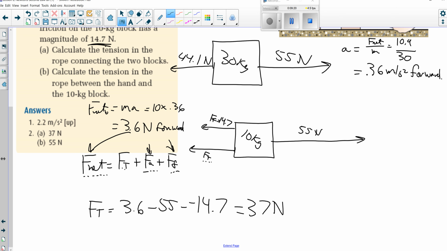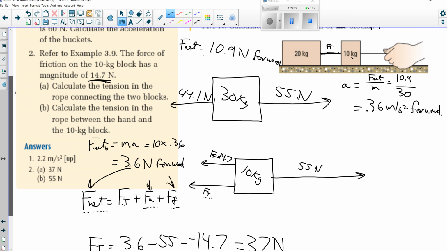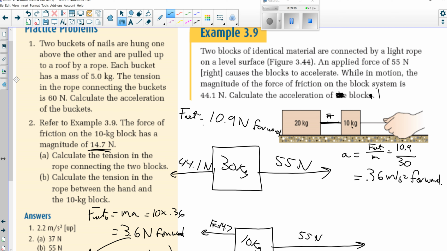I could also solve this problem using the 20 kilogram block, but I have to do one more operation first. In the original question, they told me the total friction on the entire system was 44.1. Then they told me 14.7 of that was on the first block. Can I figure out how much is on the second block? I just have to do what? Subtract those two numbers.